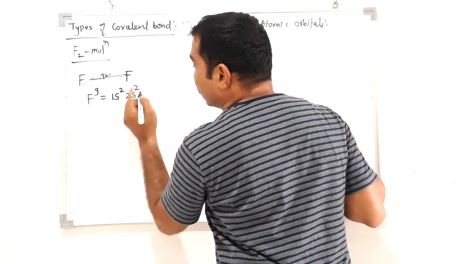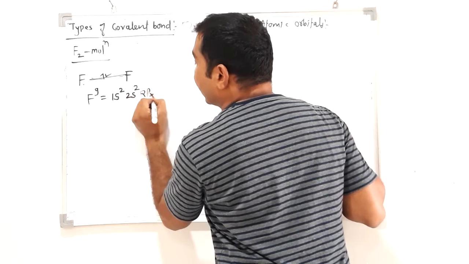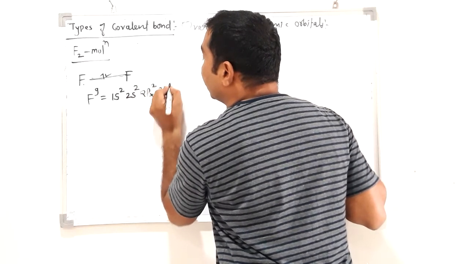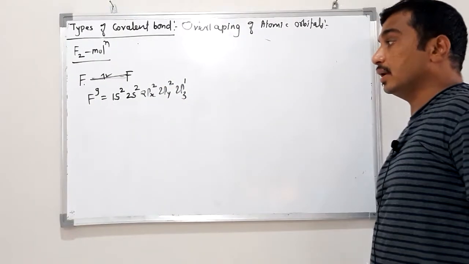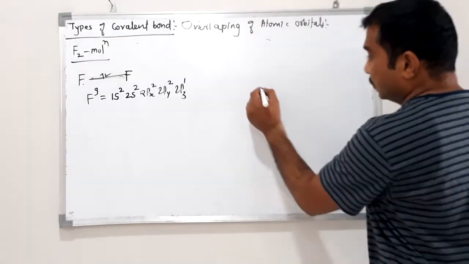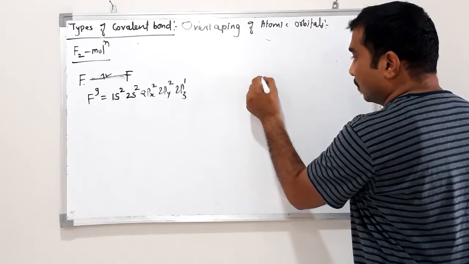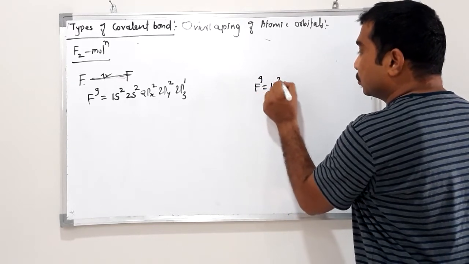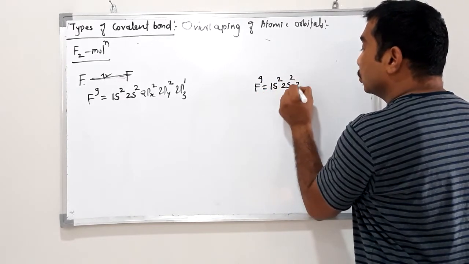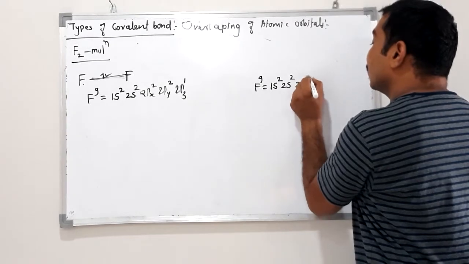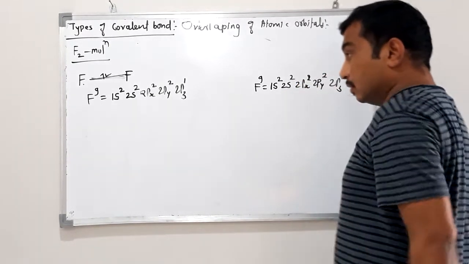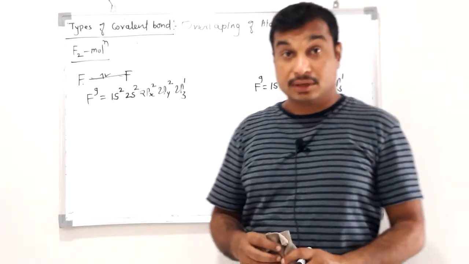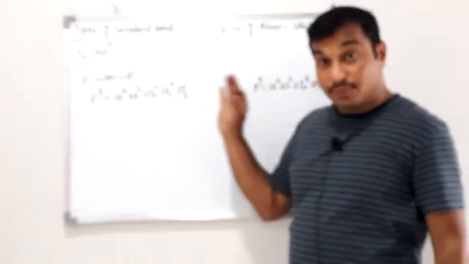That is 2px2, 2py2, 2pz1. This is the electronic configuration of fluorine. The second atom of fluorine: 1s2, 2s2, 2px2, 2py2, 2pz1. Now, see, this fluorine atom can form a bond.